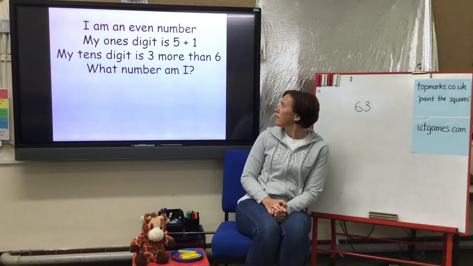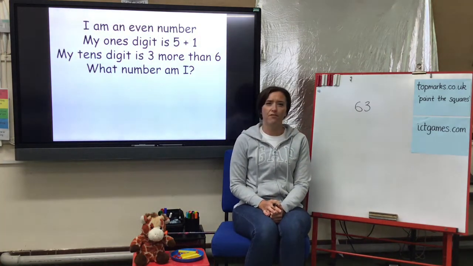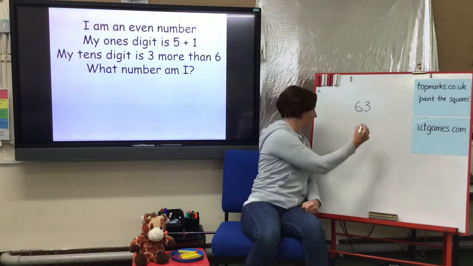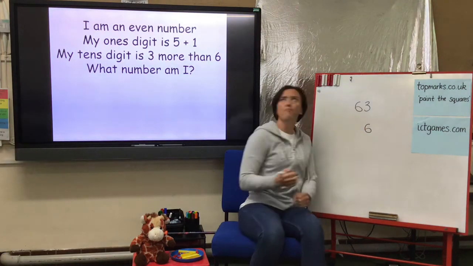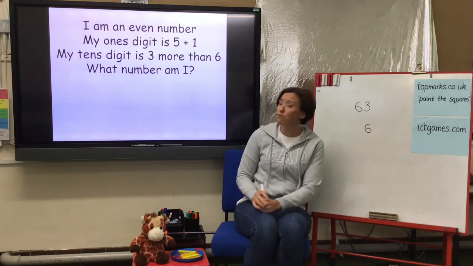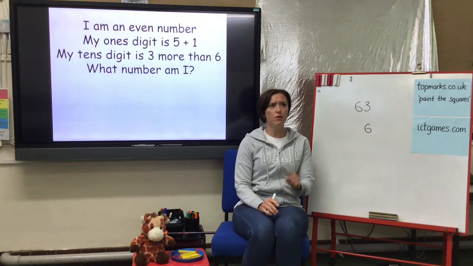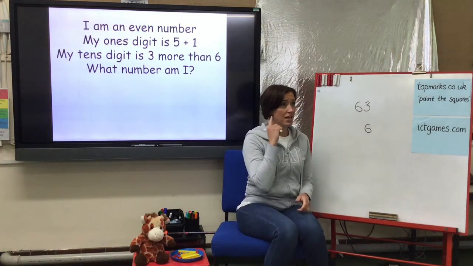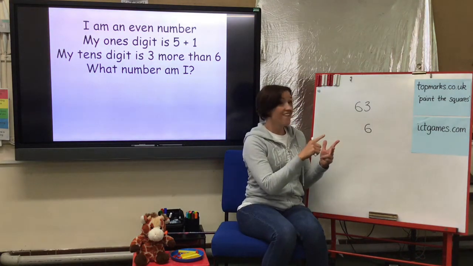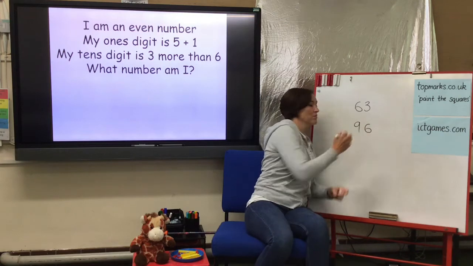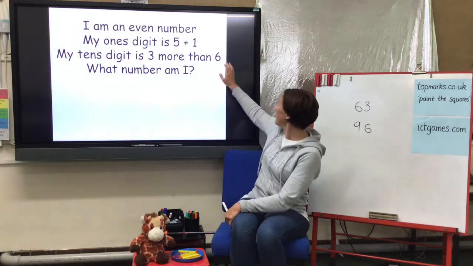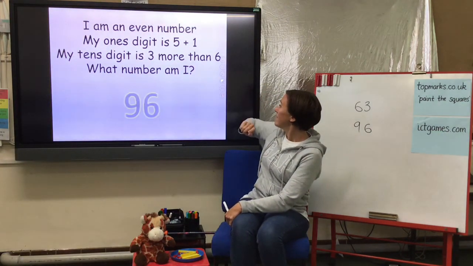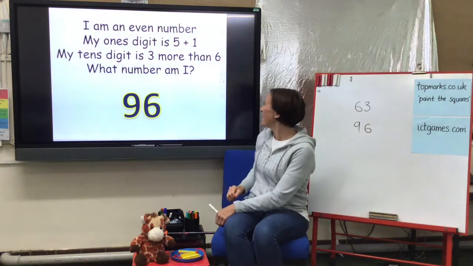My ones digit is 5 plus 1. Well, 5 plus 1 is 6. That's my ones digit. My tens digit is 3 more than 6. 3 more than 6 is the same as 6 add 3. So 6, 7, 8, 9. Okay, it must be 96. Shall we check? Yeah, of course, it's 96. Okay, another one.